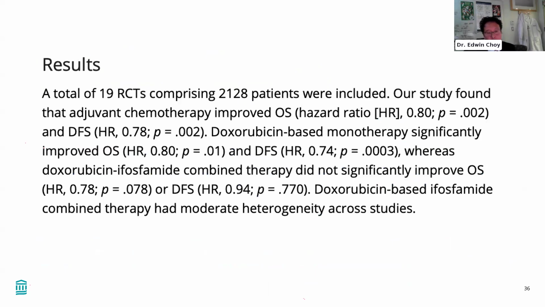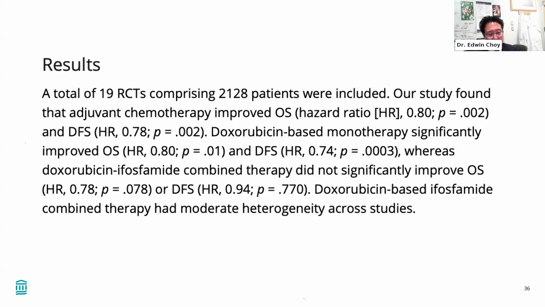If you add up all the patients in these 19 trials, they made up about 2,100 patients. And this study did find that adjuvant chemotherapy improved overall survival. The P of 0.002 means this finding was statistically significant. The hazard ratio of 0.8 roughly indicates that adjuvant chemotherapy may have decreased the risk of death from sarcoma by about 20%.